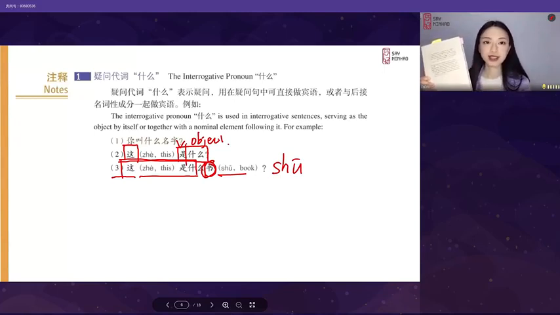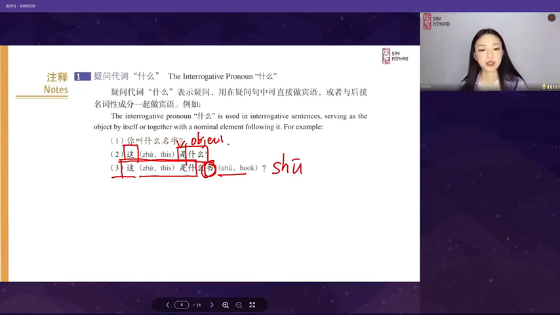这是什么? So, how to answer this question? We need to find a subject for this sentence, right? This is a book. So, the answer is 这是书, this is book. 这 is the subject for this sentence, 是 is the verb, and 书 is the object. So this is it, the interrogative pronoun 什么 is always the object of a question.